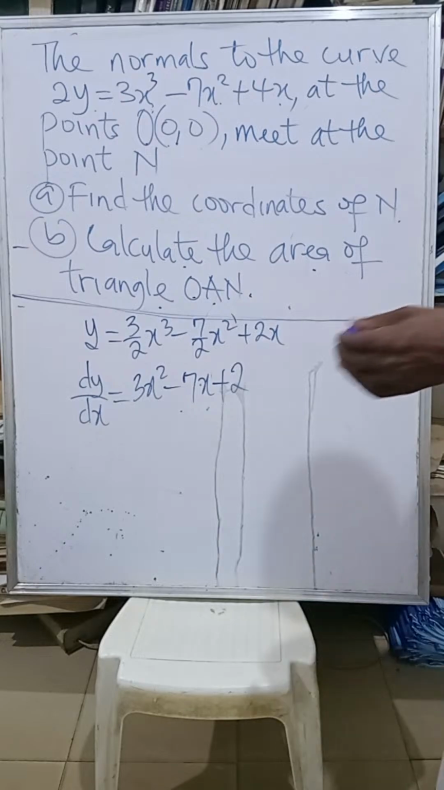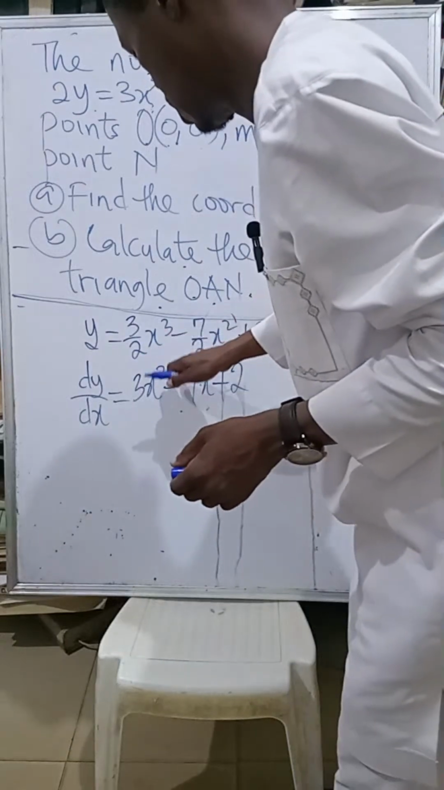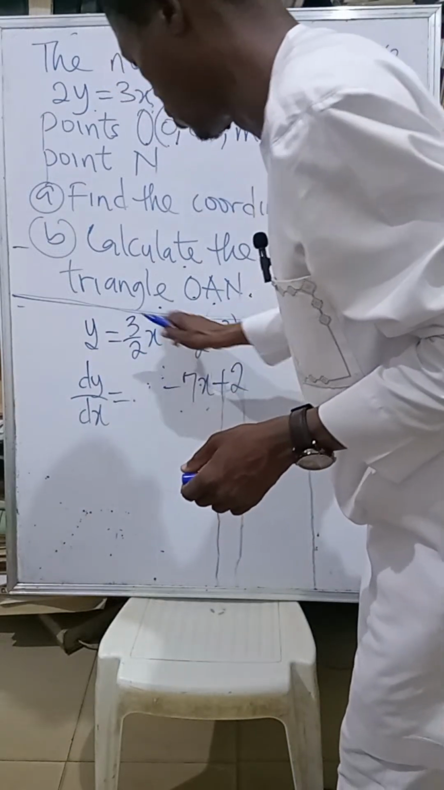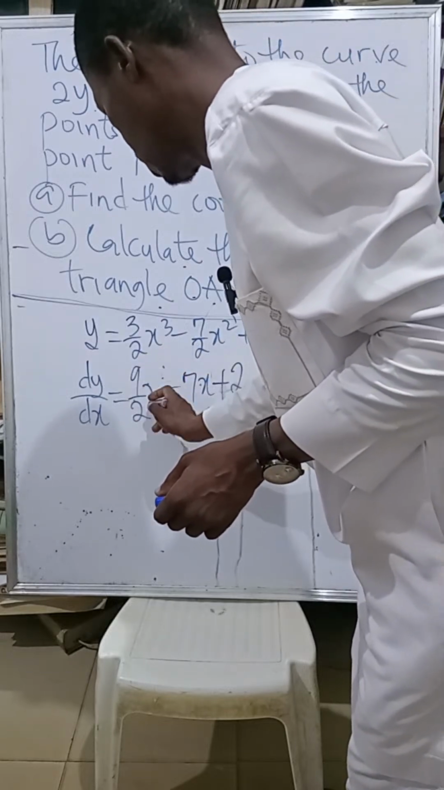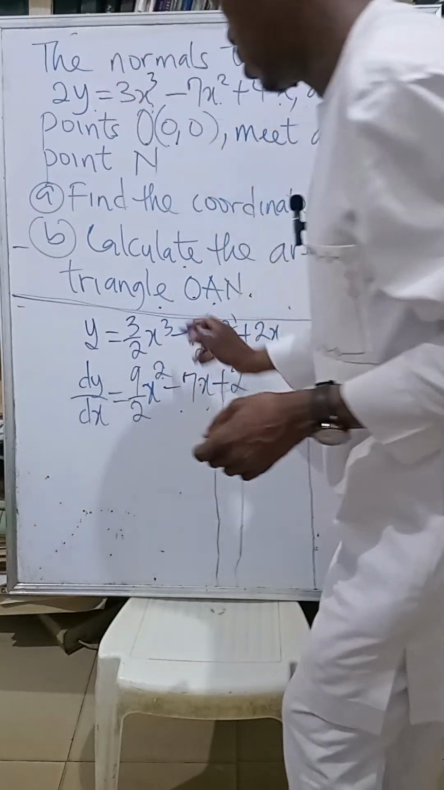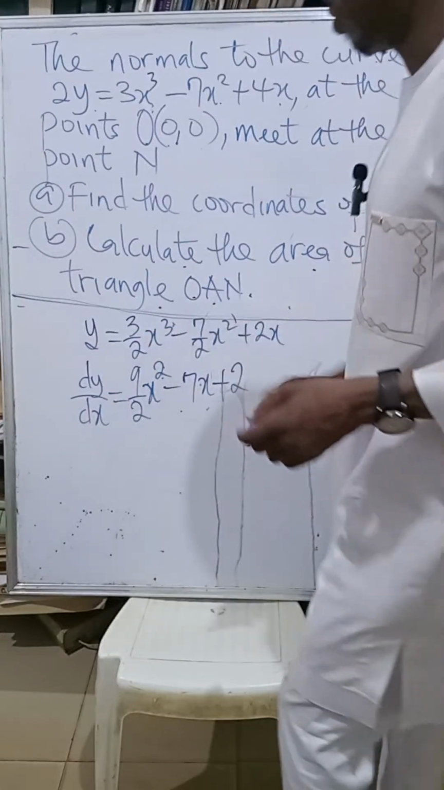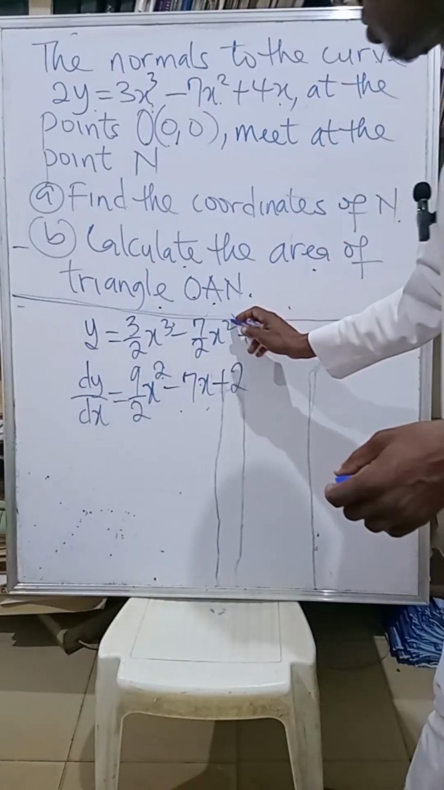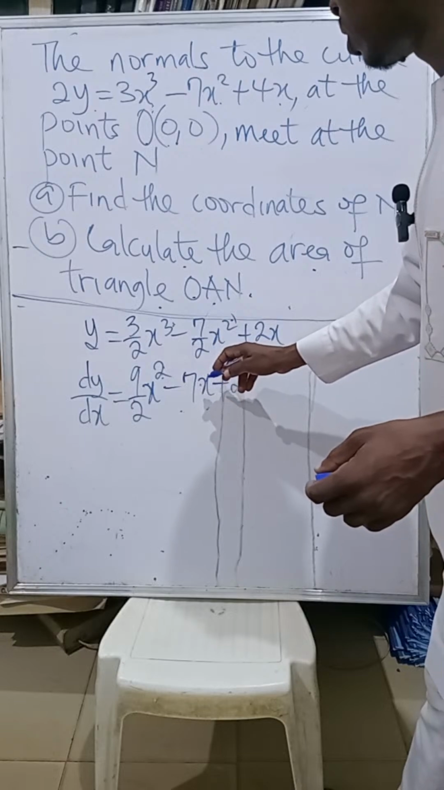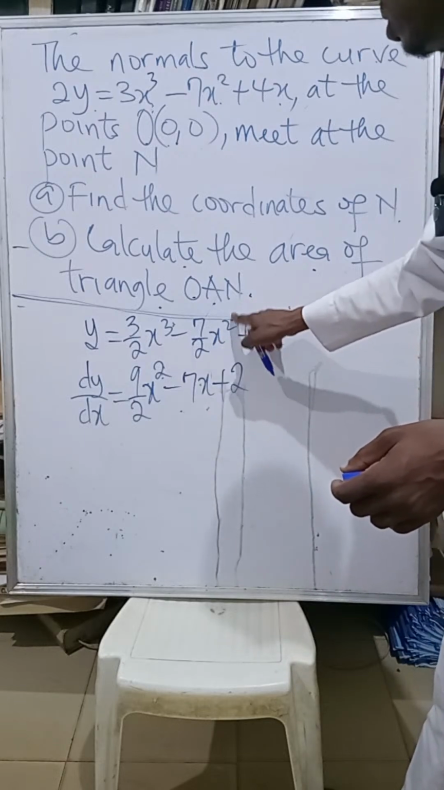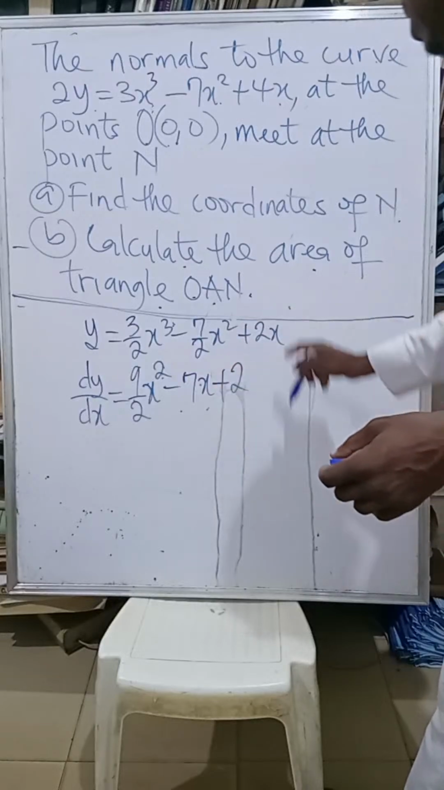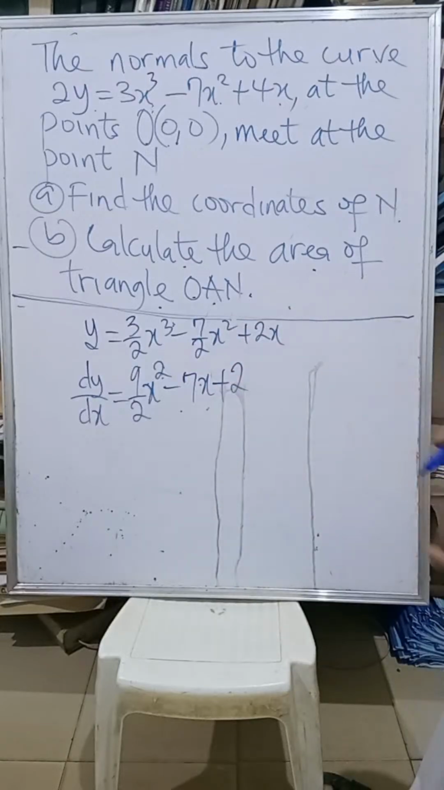Little adjustments. If this 3 goes to the front, that will be 9 over 2 x squared, with the power minus 1. This one also goes to the front, and that will be 7x, and the power also minus 1, making the power 1, and then plus 2. So that's the gradient for that one.